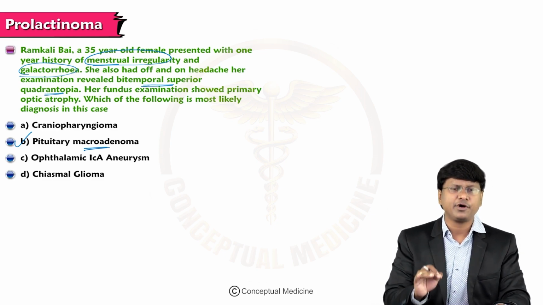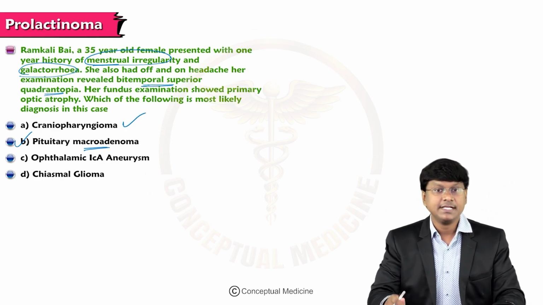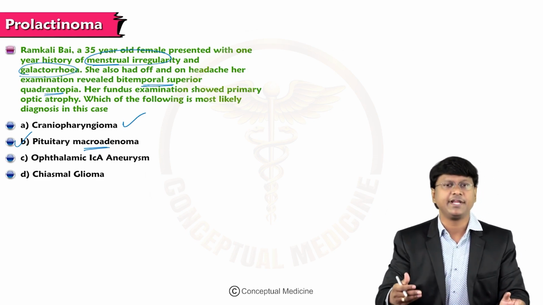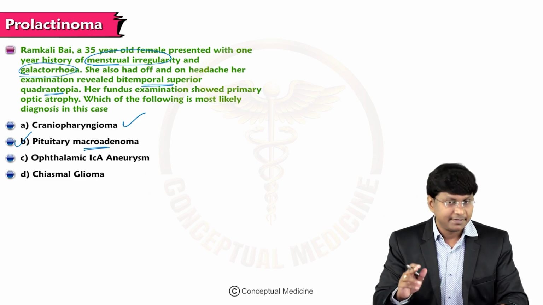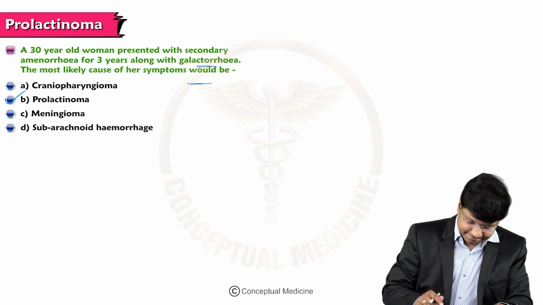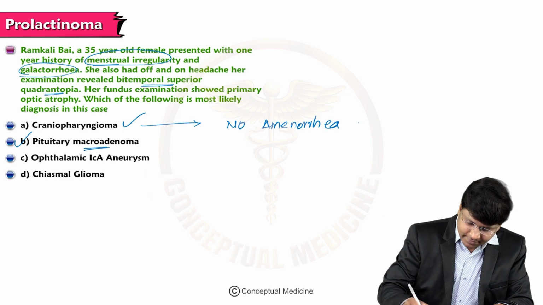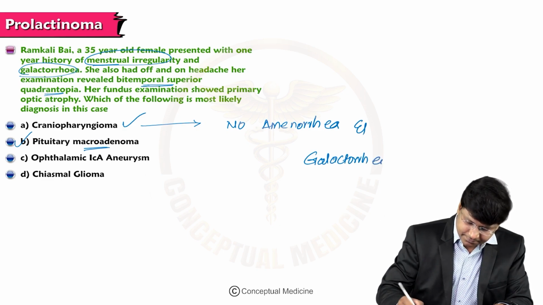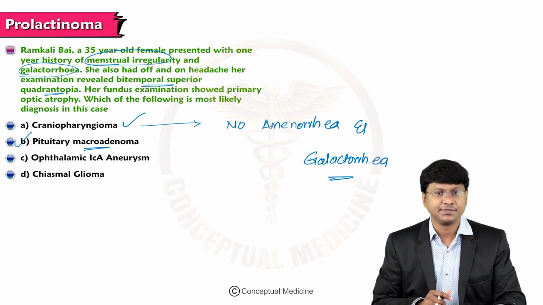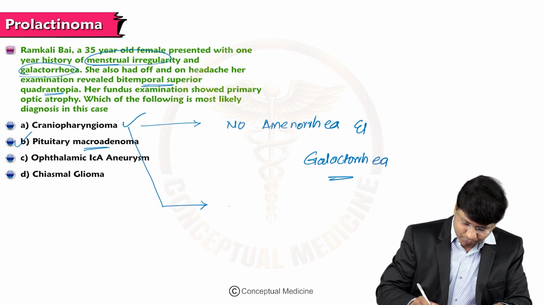And one of the very important close differential diagnoses of prolactinoma is craniopharyngioma. Craniopharyngioma is a close differential because even in craniopharyngioma you will have the visual field defect. But the point is craniopharyngioma will never produce amenorrhea and galactorrhea. There is no amenorrhea and galactorrhea. And please remember, craniopharyngioma does not secrete any hormone.